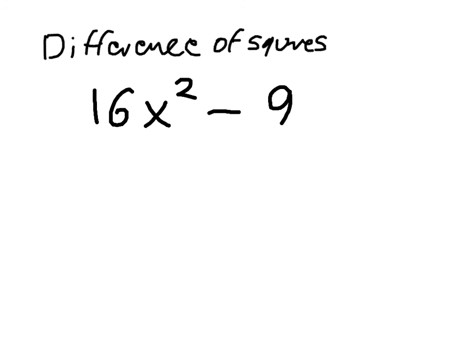So a difference of squares always has two terms. In this case we have 16x squared and 9. And a difference of squares, it is called a difference. So there's always a negative in the middle. Sometimes they try to trick you by putting a positive in the middle. If that is the case, then there's nothing you can do. It cannot be factored.